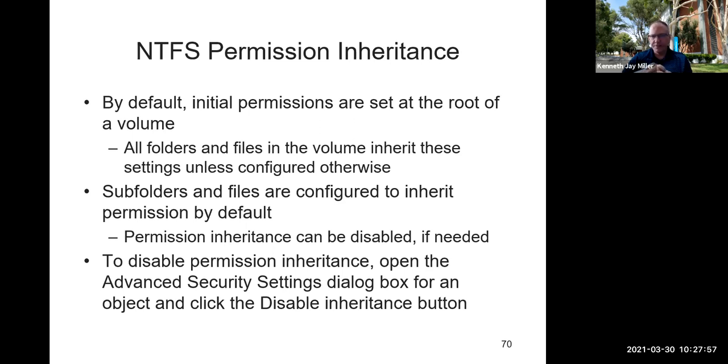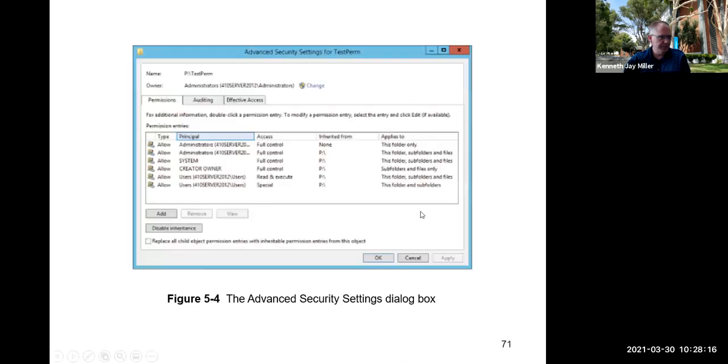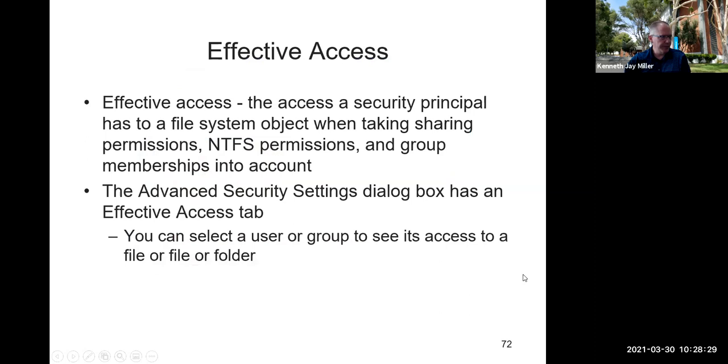That would be a really convoluted way of managing the system. Now, subfolders and files are configured to inherit permissions by default. However, we can break inheritance. We can tell a folder, do not inherit from the parent above you. That's a setting we can go into. So to disable it, you go in the advanced security settings and disable the inheritance. So here's where this is showing the advanced, and we can click on whatever user we want and then hit disable inheritance. And that will stop the inheritance from occurring.